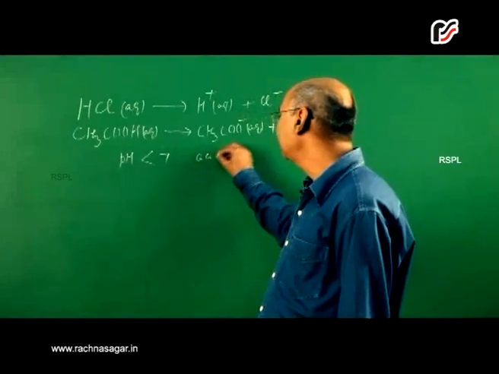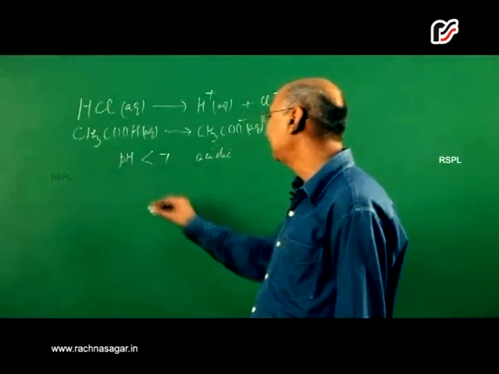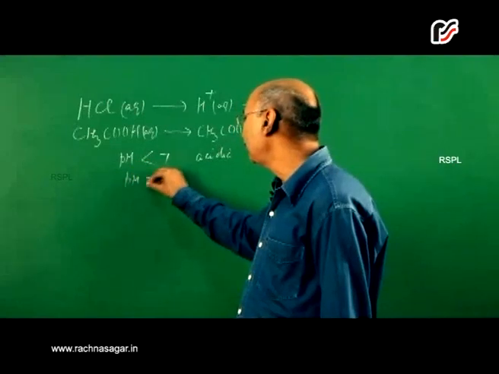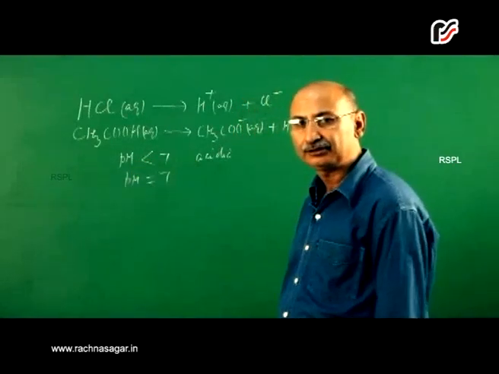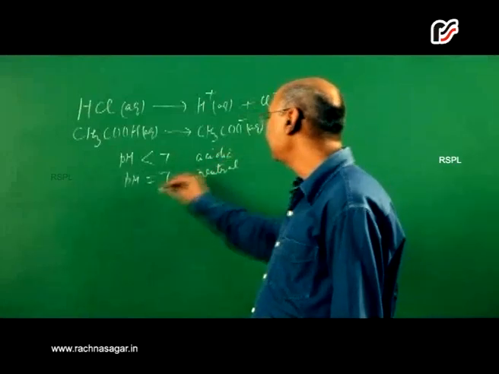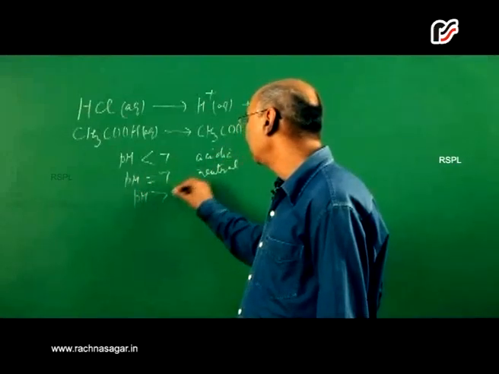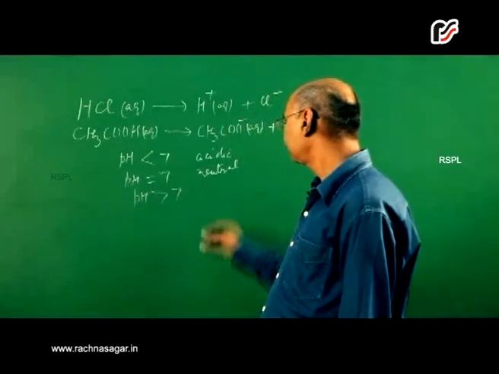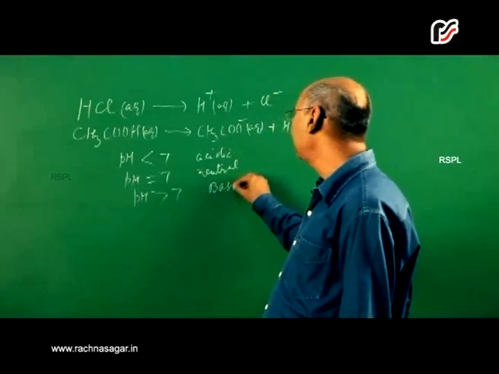Yes, when pH is less than 7, the solution will be acidic. If pH is equal to 7, what is the nature of the solution? Neutral. It is neutral. And if pH is greater than 7, then the solution is? Basic. Yes, then the solution is basic in nature.